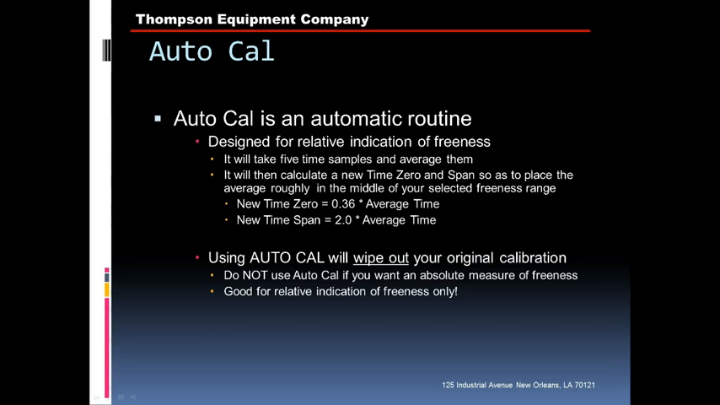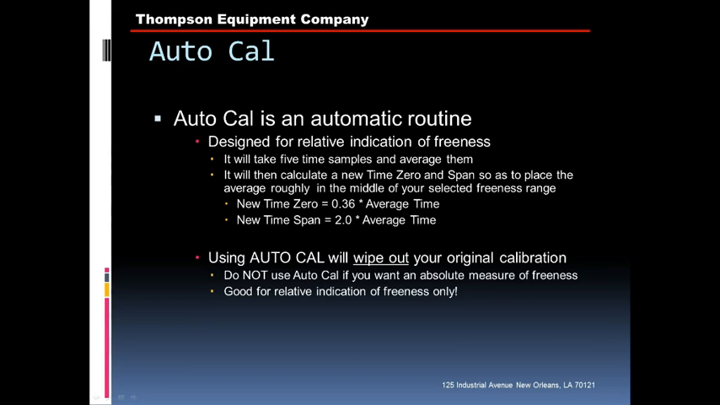Keep in mind that when you use one of these automatic routines like AutoCal or LabCal, it will displace the calibration that's in your Drainac. You'll have a brand new calibration that has probably very little to do with the calibration that was in there before. You don't want to use AutoCal if you want absolute measures of freeness. AutoCal is basically good for relative indications of freeness only.